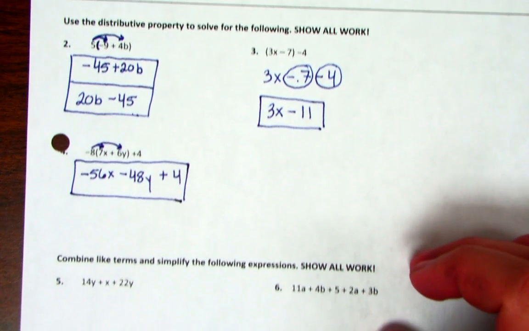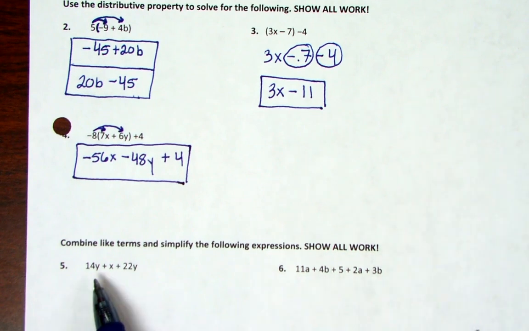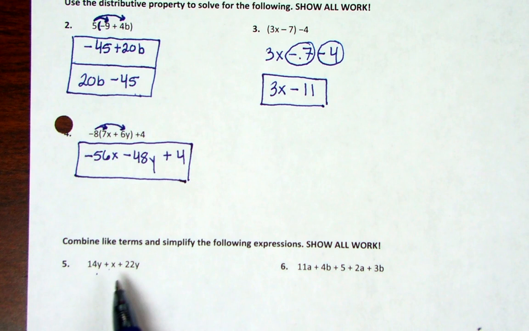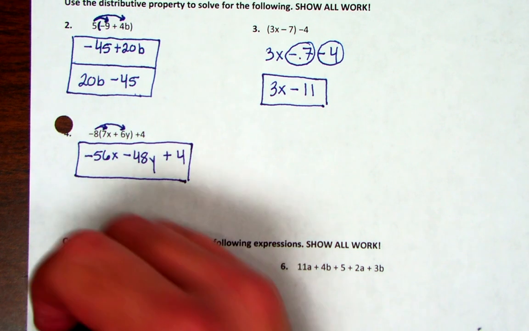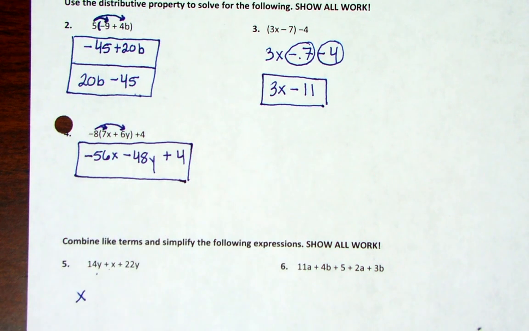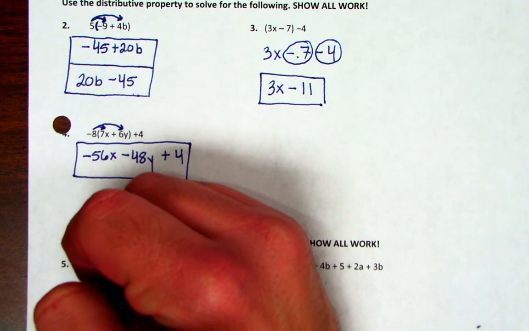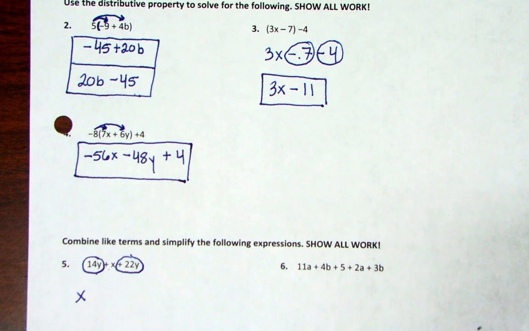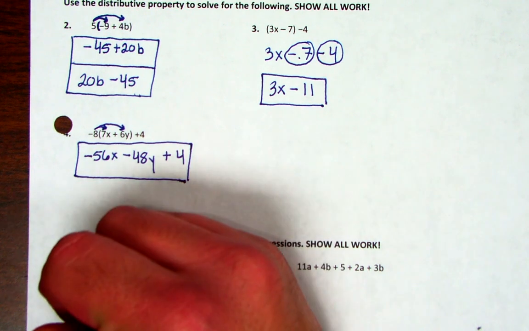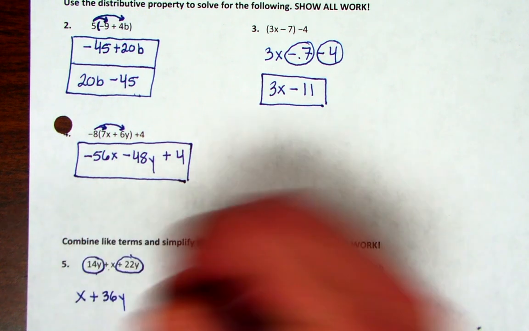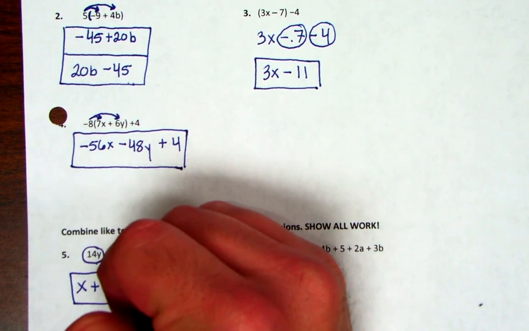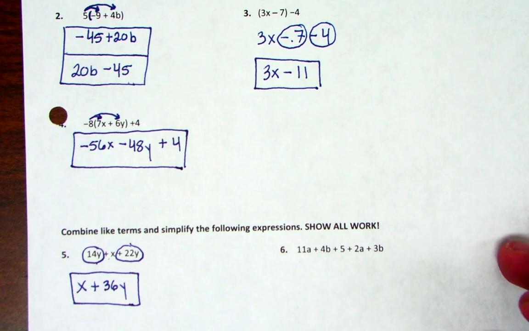Alright, combining like terms. Let's look at number 5. Notice we have y's, we have x's, and we have y's. What comes first in the alphabet? X does. How many x's do you see here? I see 1. There's 1 x. Then I have 14y plus another 22y. 14y plus 22y is 36y. I'm done! Flying through this homework tonight.